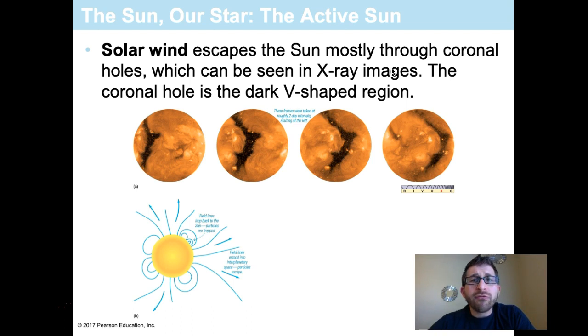The solar wind, of course, is particles that are released from the sun at all times, and the solar wind generally escapes through something called a coronal hole, which can be seen in an X-ray image. Coronal holes show up here as dark, and these coronal holes are where the sun's wind propagates from. Here it shows you where the field lines from the sun's magnetic field are extended out into space, and this is where we get the solar wind from.